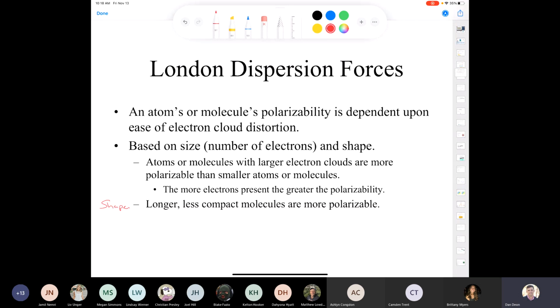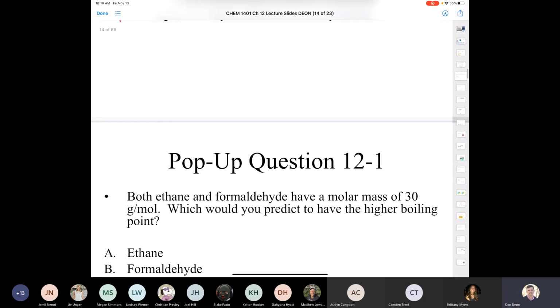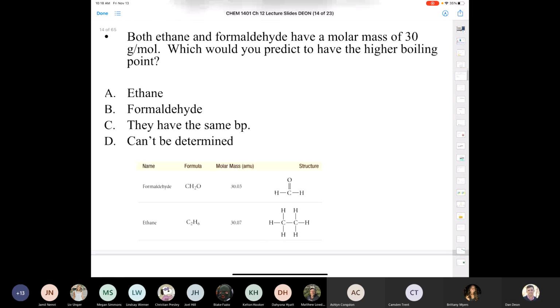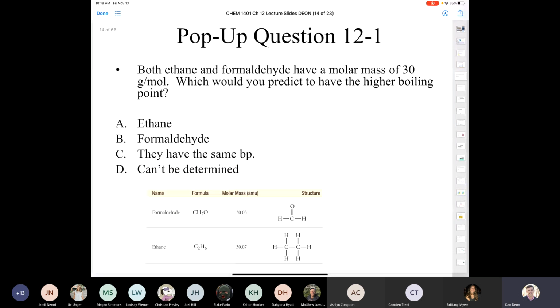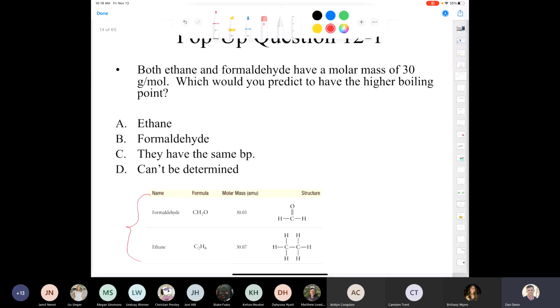Well, let's go from here and take a look at a question. This would be a perfectly legitimate question for your next exam. It says both ethane and formaldehyde, which are shown down here at the bottom, have a molar mass of 30 grams per mole. Which would you predict to have a higher boiling point? Let me give you a couple of seconds to think about it. But you've got to look at their structures in order to evaluate it.